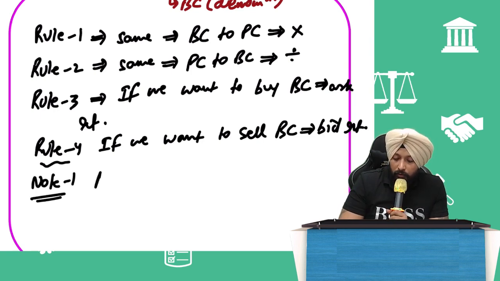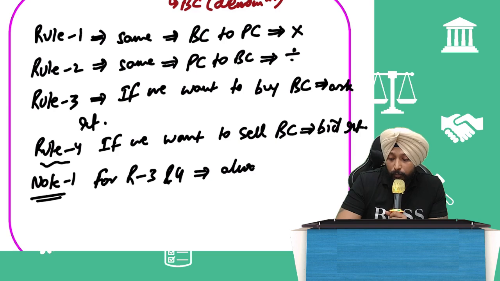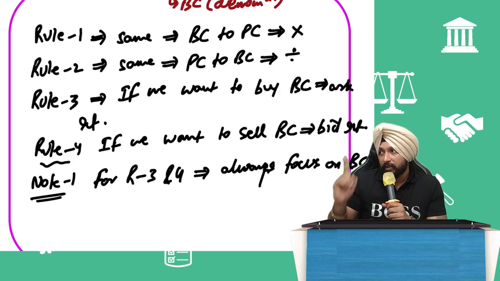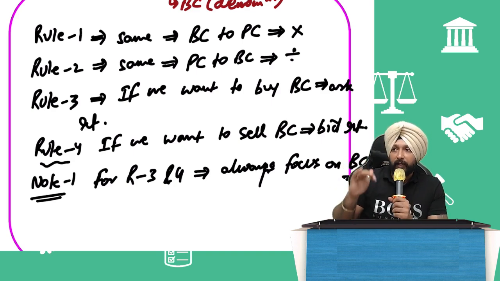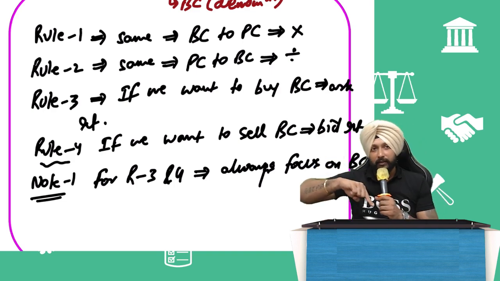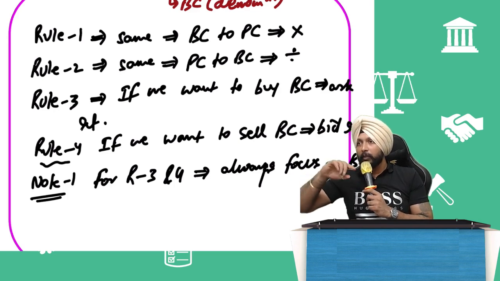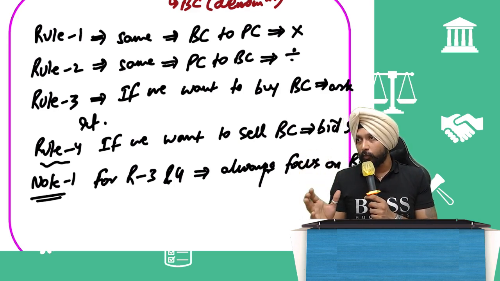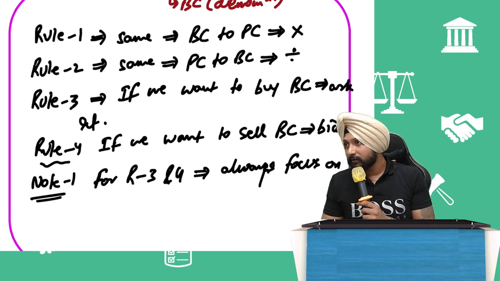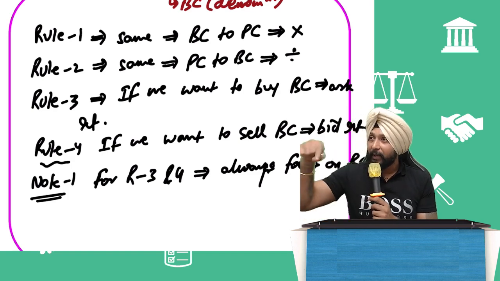Note number 1, for rules 3 and 4, very, very, very important. Always focus on base currency. Whether to use ask rate or whether to use bid rate, you will think only from base currency point of view. Institute is very clever. Some questions framing is done in a way where they will talk about price currency. But you will have the habit of only saying one thing. If I am buying ask rate, what are you buying? Base currency. What do you say? Buy the base currency, ask rate.